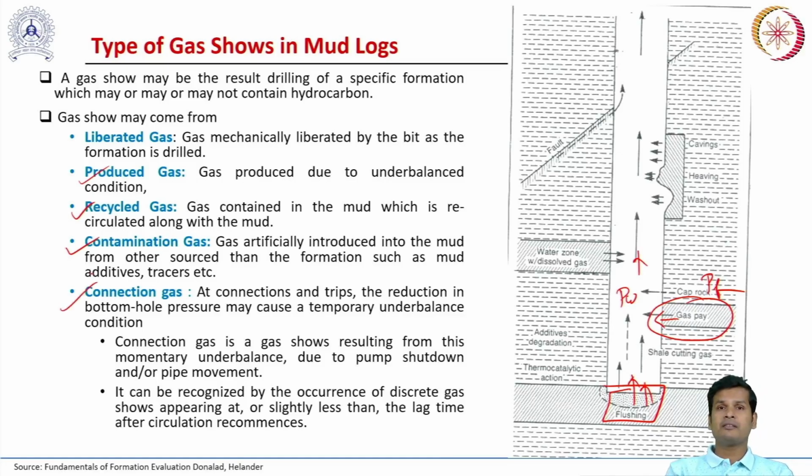Next is connection gas. So during the connection and trips, the reduction in the bottom hole pressure, as I mentioned earlier, may cause a temporary underbalance condition. So connection gas may be present at many discrete intervals. Whenever doing tripping or changing the drill pipe connections, underbalance conditions are temporarily created due to pump shutdown or the pipe movement. So often you will see on the mud log, wherever a pipe connection has been made, some small peaks of the gas will be there. These small peaks should not be taken as the gas show from the hydrocarbon bearing formation, whereas this should be taken as a connection gas show.